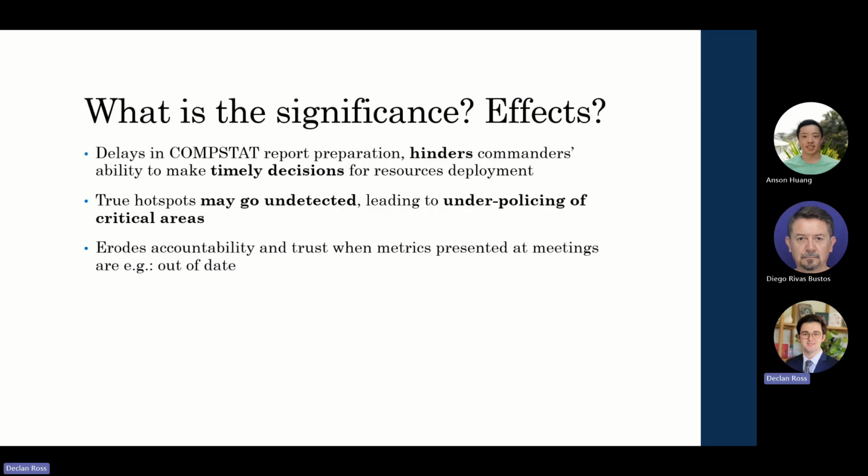What is the significance? It affects decision making for dozens of officers per precinct. Late or incomplete insights mean true crime clusters may go under-policed. Additionally, it undermines accountability and stakeholder trust when metrics reported at CompStat meetings are out of date or suspicious.